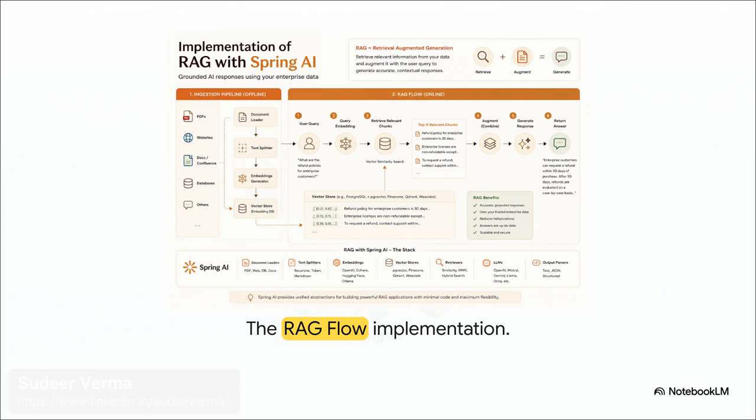Imagine a user asking, "What are the refund policies for enterprise customers?" Instead of the AI just taking a wild guess or hallucinating an answer, Spring AI takes that query, creates an embedding, and performs a vector similarity search straight against your trusted enterprise database. It grabs the topmost relevant chunks, which is your exact up-to-date corporate policy. Then it augments the user's query with this factual data and feeds the whole package to the LLM. The final response you get is perfectly grounded, totally accurate, and completely eliminates hallucinations. Basically, this is exactly how you make AI trustworthy for enterprise use.